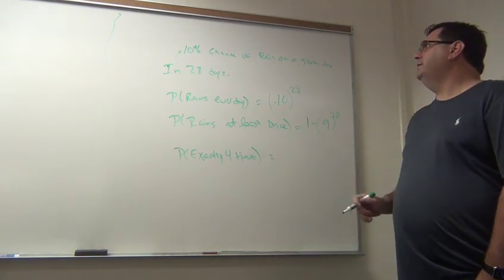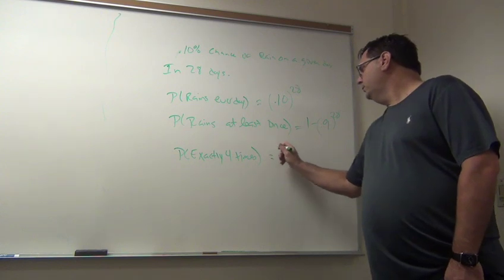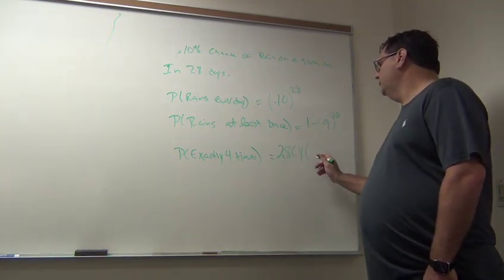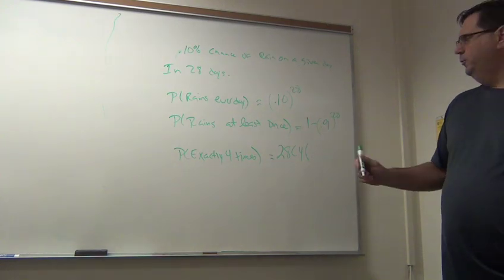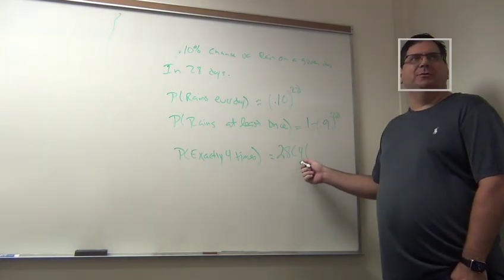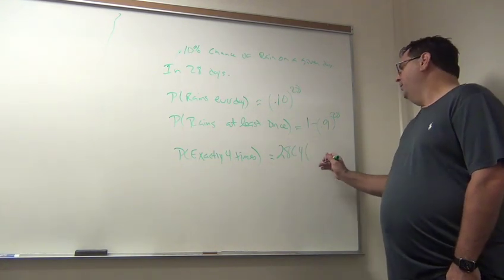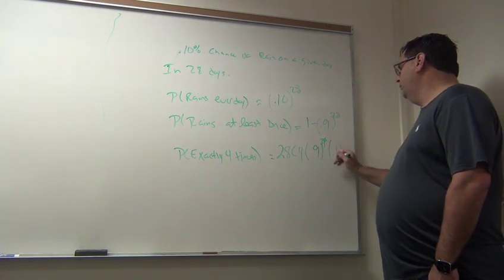How about exactly 4 times? 28 choose 4 times 0.9 to the 28... So if it rains 4 days, how many days does it not rain? So 0.9 to the 24th, times 0.1 to the 4th.